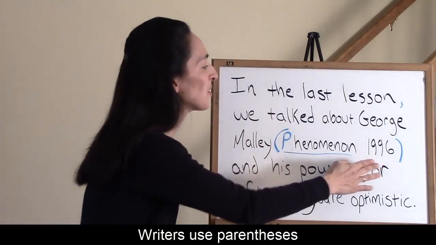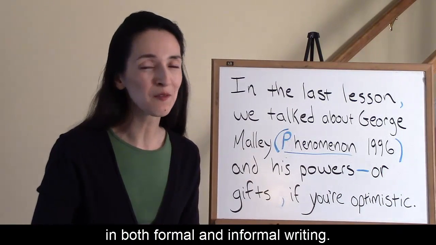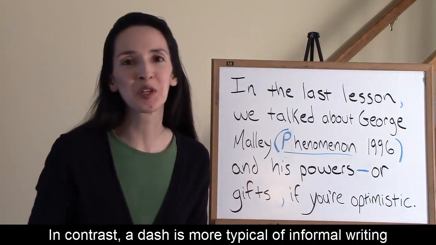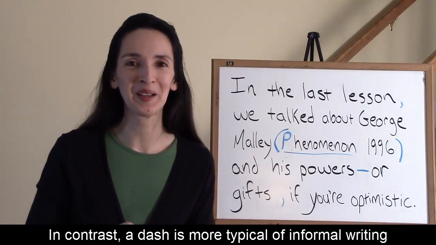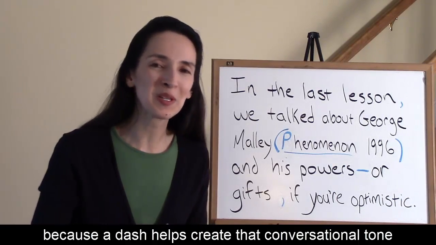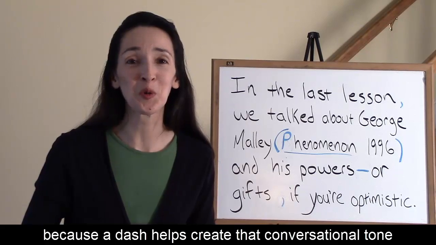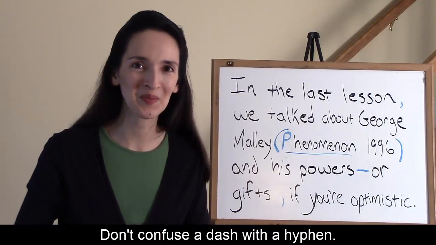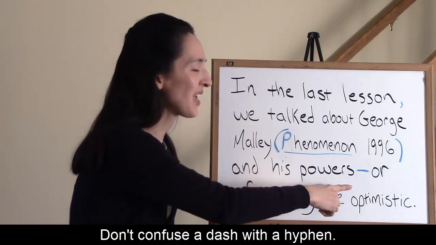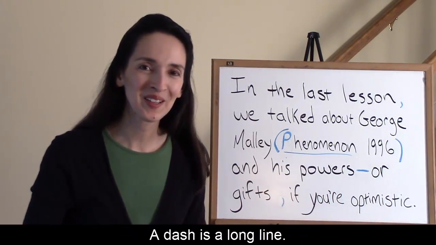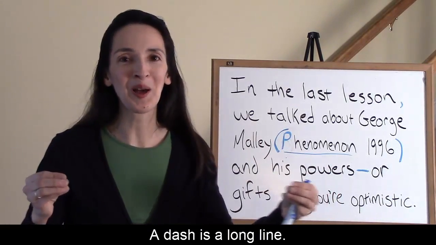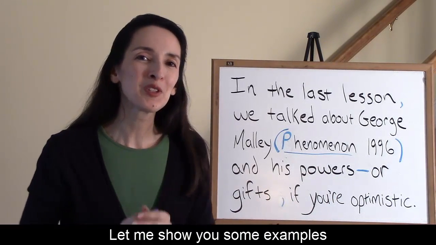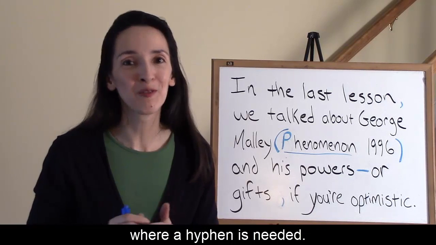Writers use parentheses in both formal and informal writing. In contrast, a dash is more typical of informal writing because a dash helps create that conversational tone by allowing us to insert comments and remarks. Don't confuse a dash with a hyphen. A dash is a long line. A hyphen is a short one. Let me show you some examples where a hyphen is needed.